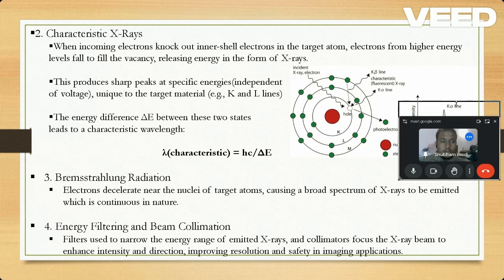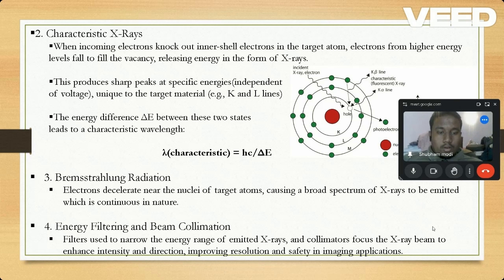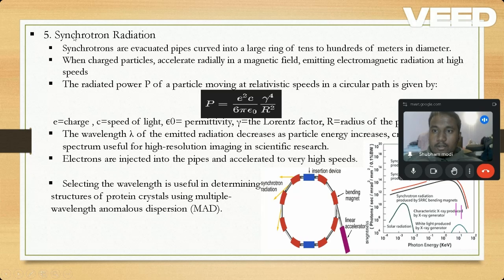So you can see the next slide, the synchrotron radiation. This is also a principle of generating X-rays. Synchrotrons are evacuated pipes curved into a large ring of tens to hundreds of meters in diameter. You can see in this diagram.